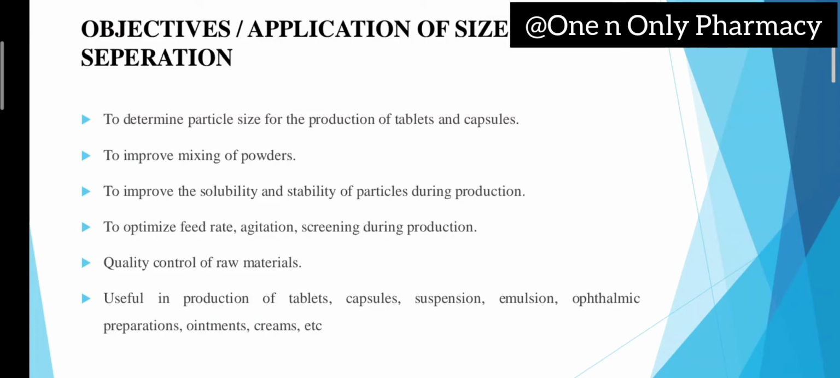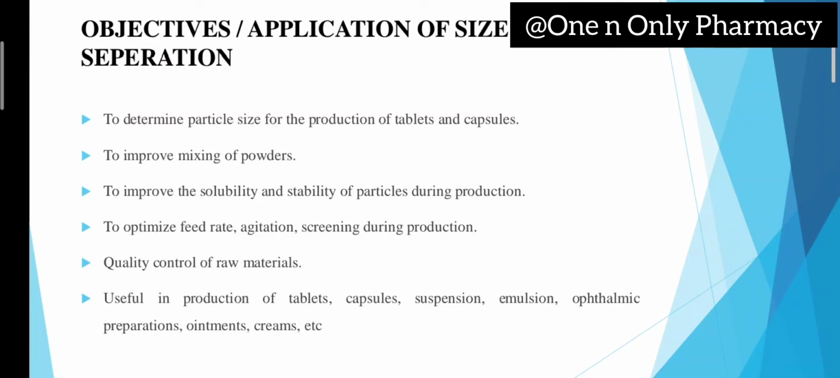Second objective, to improve mixing of powders. If there is uniformity in size, then mixing is very easy. If the particles are not of uniform size, then mixing is not uniform. Third, to improve the solubility and stability of particles during production. For solubility and stability purposes, we do size separation. Fourth objective, to optimize feed rate, agitation, screening during production. Fifth, quality control of raw materials. To obtain quality or check the quality control of raw materials, we do size separation.